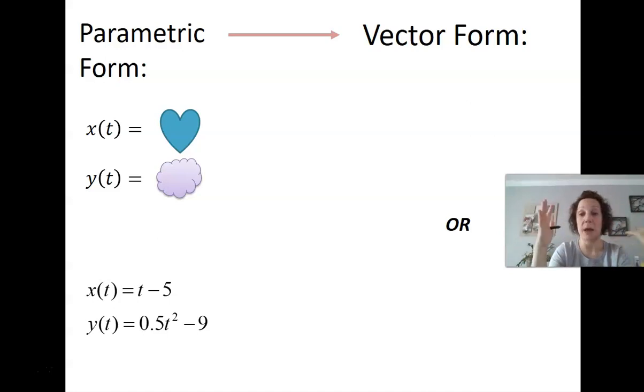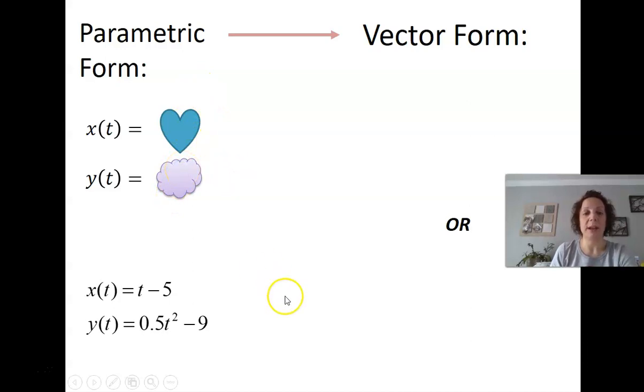Because especially with projectile motion, when you're moving up and down, you've got gravity to contend with. When you're moving back and forth, you don't, right? So it's really helpful to be able to separate the horizontal motion from the vertical motion. So all vector form is, is a different way of writing parametrics.